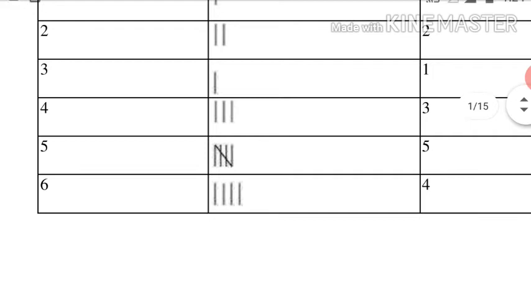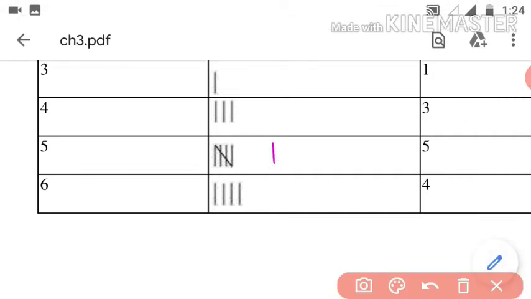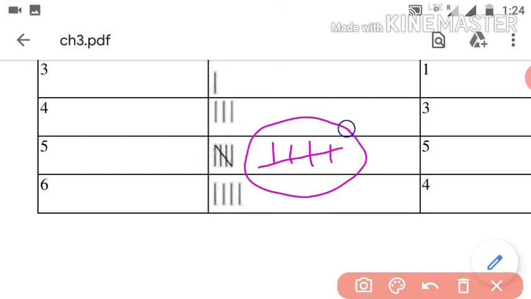You should know how to make the tally marks of 5. You make 1, 2, 3, 4, and 5 you will not give like this. What you will do is just cross it. This means 5. This is the way to mark tally. Tally marks you have to do in this way: after 4 you have to cross it. 1, 2, 3, 4, then 5 will be in this way.